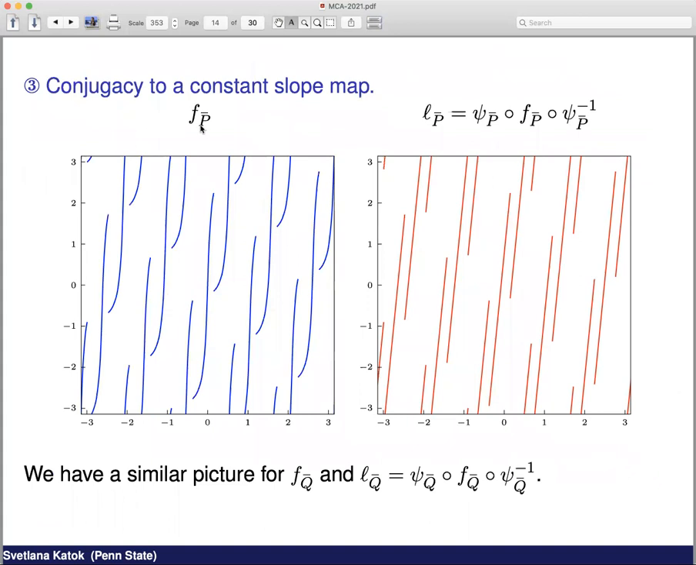Okay, so now look at this picture. So you have FP, for example. And then for FP, you have the conjugacy, and this is the linearization of FP. Now, for FQ, it will in general be different. For each FA, it will have its own conjugacy. So we did some experimentation, and we looked at these conjugacies, and they all look exactly the same.